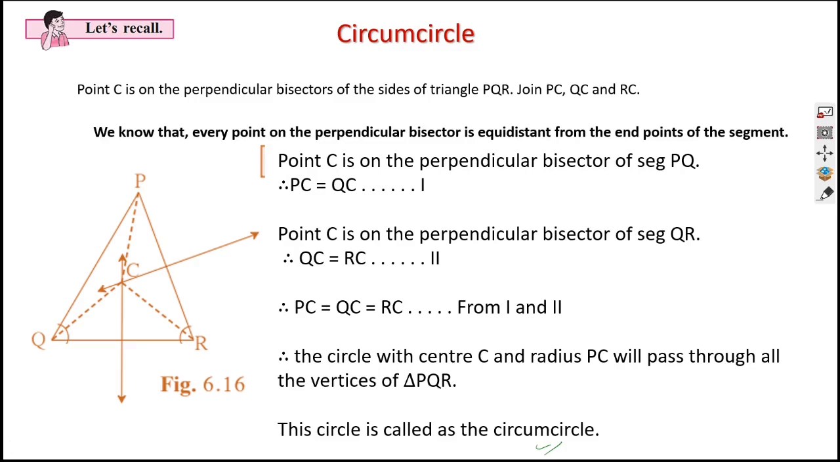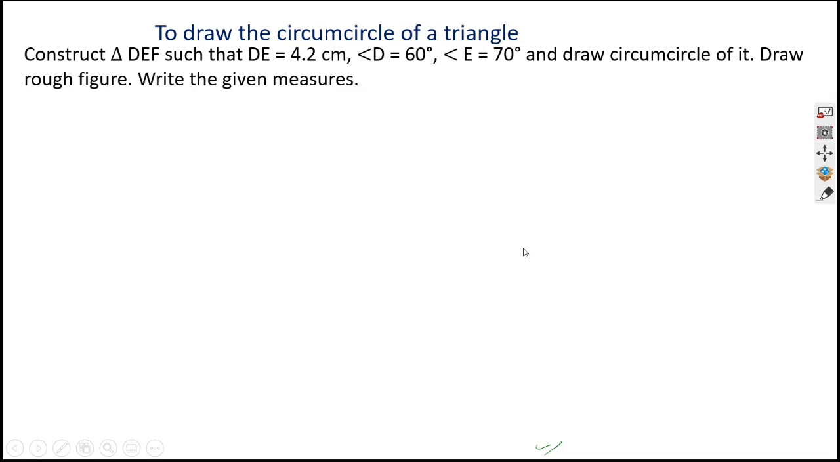We know the principle used. I would like to repeat it. One principle is the perpendicular bisector and its drawing. Second principle is that every point on the perpendicular bisector is equidistant from the end points of the line segment. With this principle we will be drawing the circumcircle.